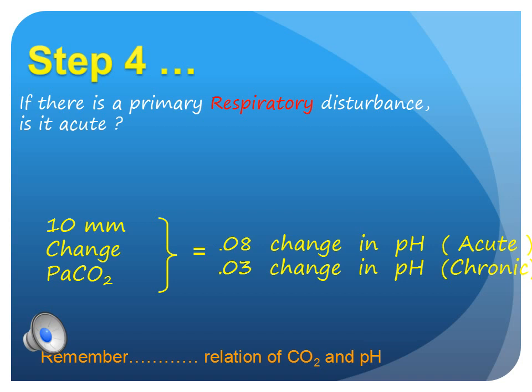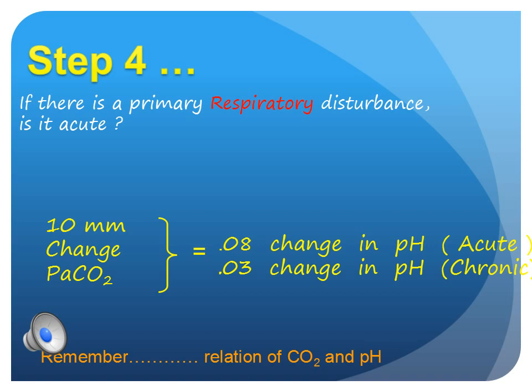So step 4, it's a primary respiratory disturbance. We'll see whether it is acute or chronic. Actually, the acute changes in pH can be fatal, and acid-base disturbances which are chronic can have long-term impact on growth.